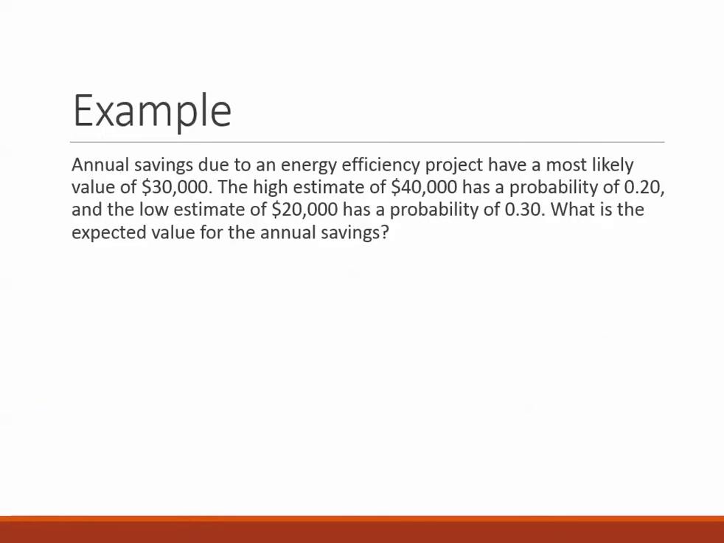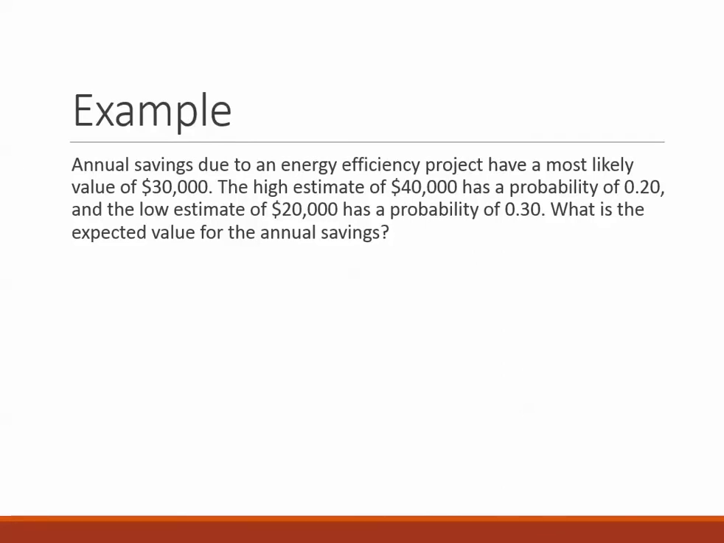All right, so let's see this example right here. One more. It says annual savings due to an energy efficient project have a most likely value of 30,000. The high estimate of 40,000 has a probability of 0.2 and a low estimate of 20,000 has a probability of 0.3. What is the expected value for the annual savings?